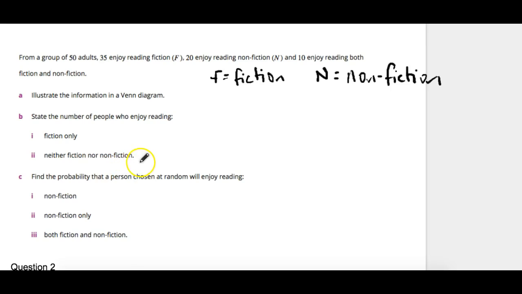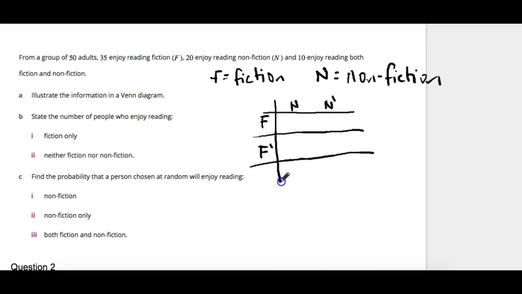Now, I think a two-way table is easier than a Venn diagram, so I'm going to do a two-way table first. So on your two-way table, we have fiction and not fiction. And here we have non-fiction and not non-fiction. Okay. Have I confused you yet? So let's do our two-way table. Okay, so your table should look something like that. Oh, that wasn't too bad.